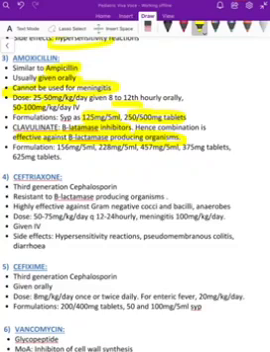How is this formulation available? It is available as amoxicillin with clavulanic acid, as 156 mg per 5 ml or 228 mg per 5 ml or 457 mg per 5 ml, or as tablets, 625 mg tablet or 375 mg tablets.